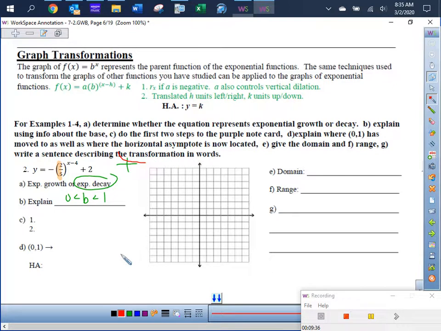Cool? Well, all right, it's time. Step 1, has this guy been reflected over the x-axis? What do you think? Yes.